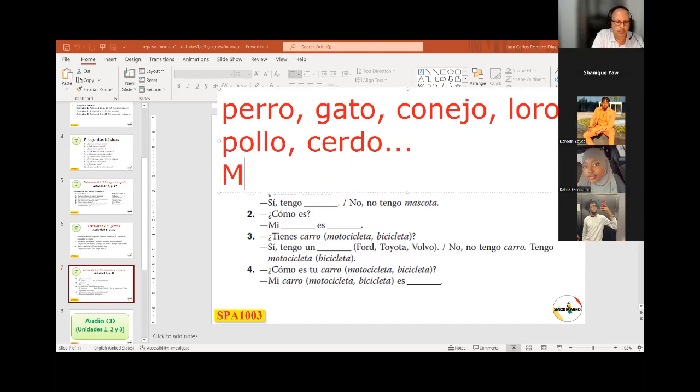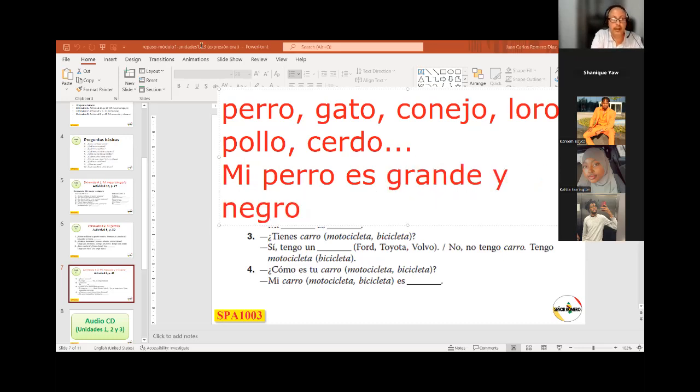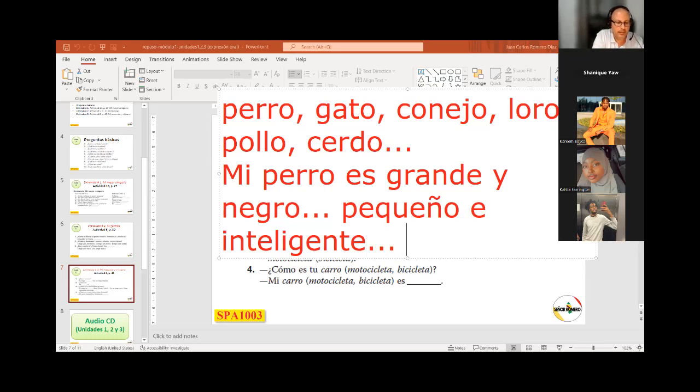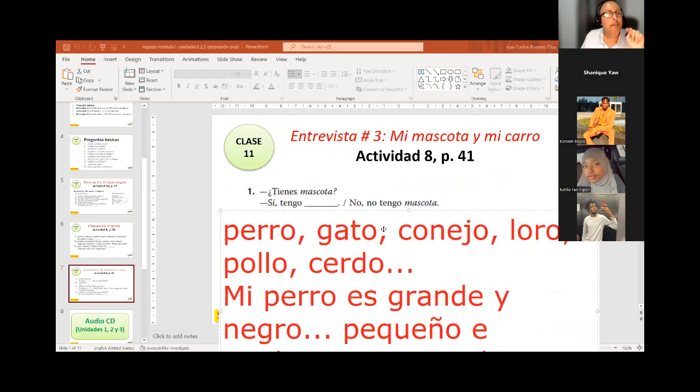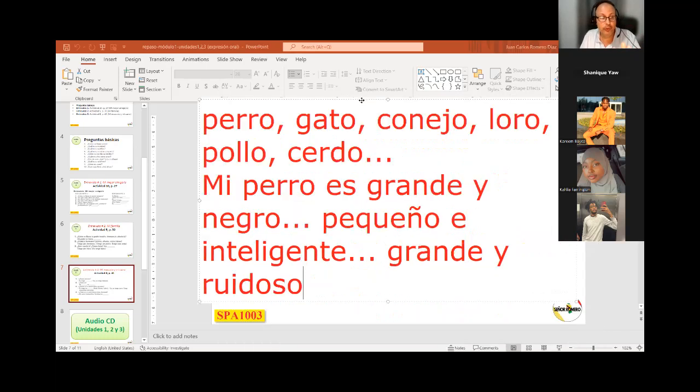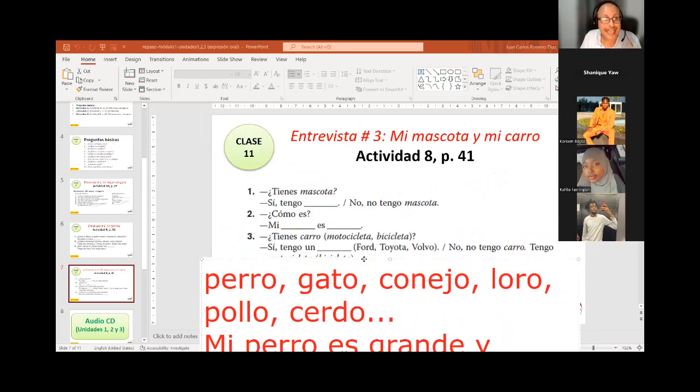So, can be mi perro, the size and color. Es grande y negro. Or can be pequeño e inteligente. Can be grande y ruidoso, noisy. Anyways, the first question. ¿Tienes mascota? I'm gonna cover this now, so you better write it down because you will not see the actual questions. ¿Tienes mascota? Do you have a pet? And the second one is ¿cómo es? How is your pet? How does it look? How is your pet's personality?